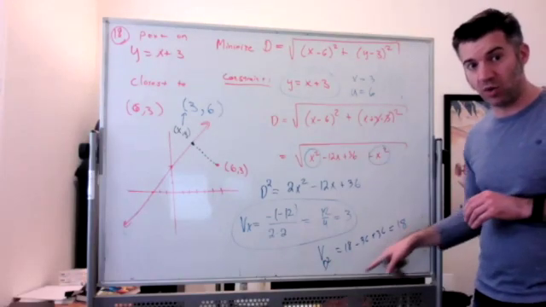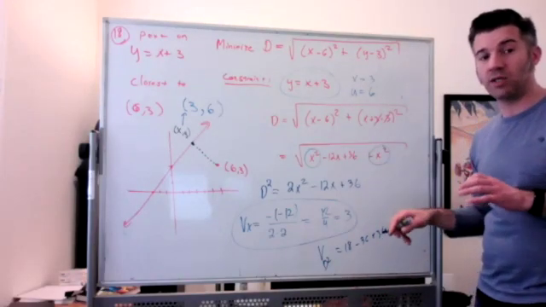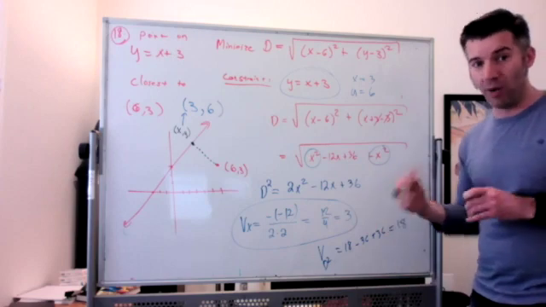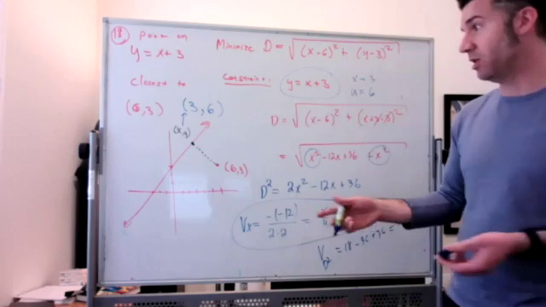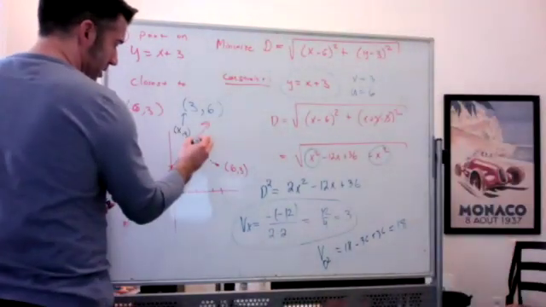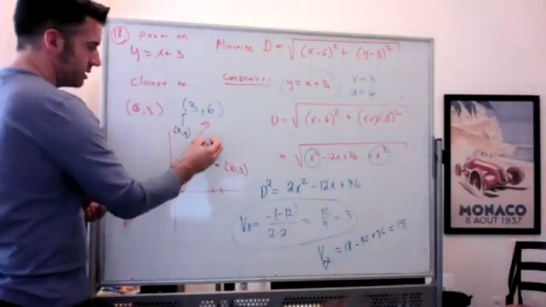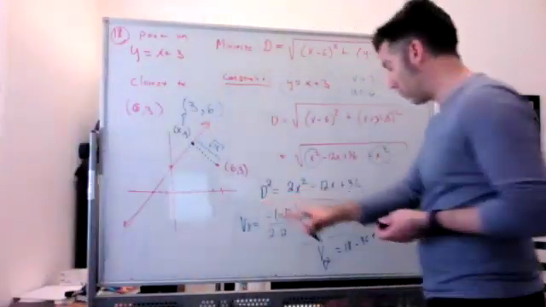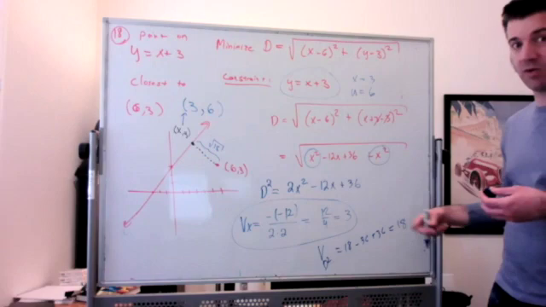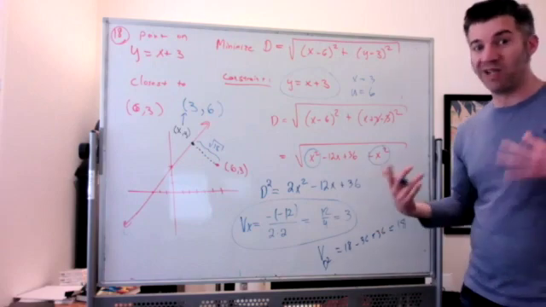This part here is totally unnecessary. Because the question asked, what point is closest? It didn't ask what the minimum distance was. So this distance here between these 2 points is the square root of 18. Right? Because the distance squared is 18. But the question asked for what point is closest.